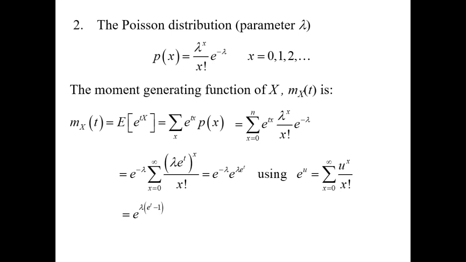And this is equal to e raised to minus lambda times e raised to lambda e raised to t, because e raised to u is equal to summation from x equal to 0 to infinity of u raised to x by x factorial. Just substitute the u value here, that is lambda e raised to t. Combining e raised to minus lambda and e raised to lambda e raised to t, we get e raised to lambda into (e raised to t minus 1).